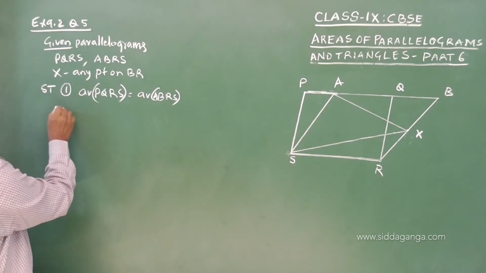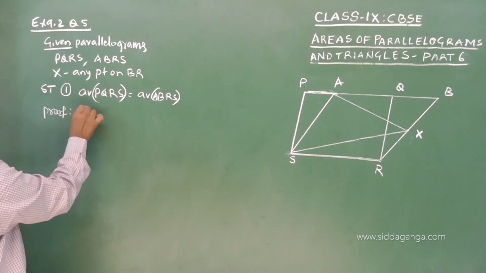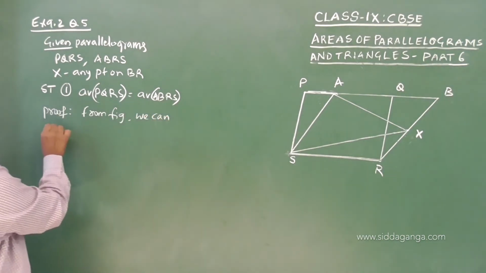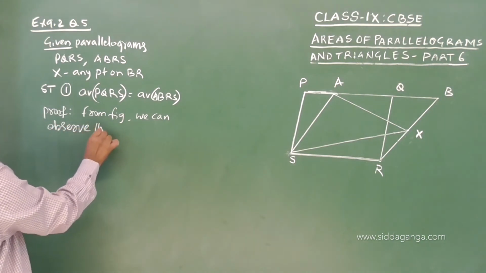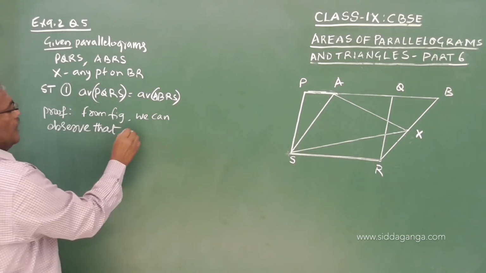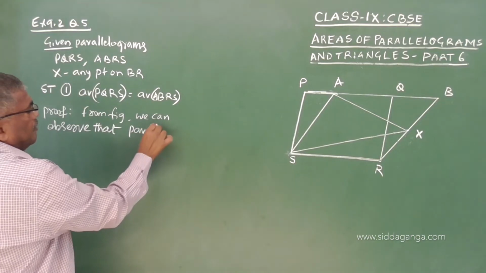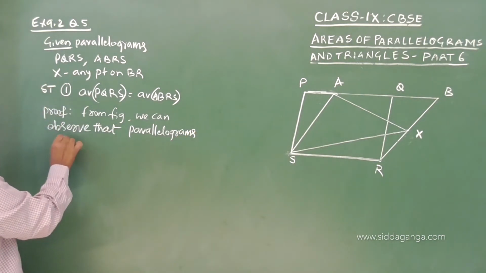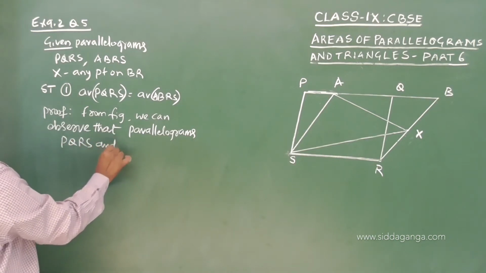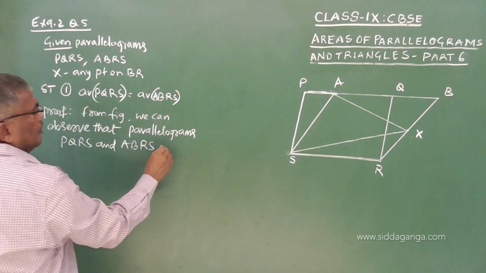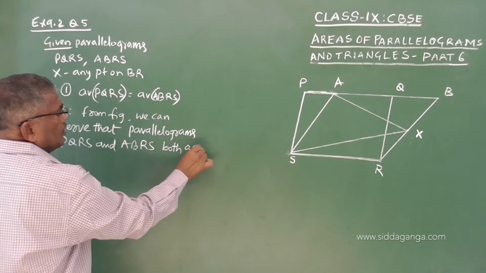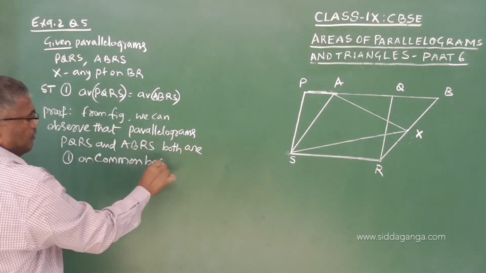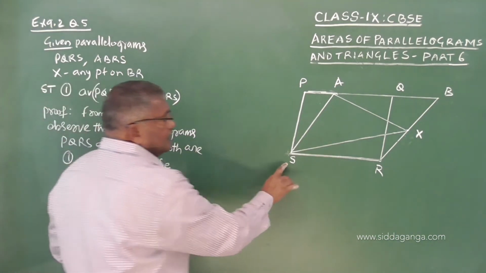From figure, proof. From figure, we can observe that parallelograms PQRS and ABRS both are on one common base. To identify, the common base is SR.